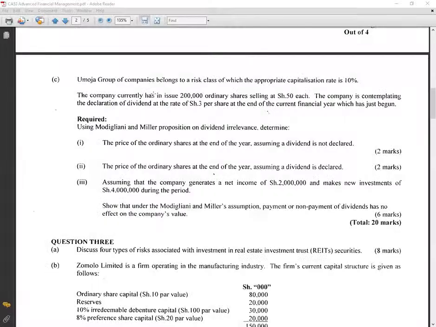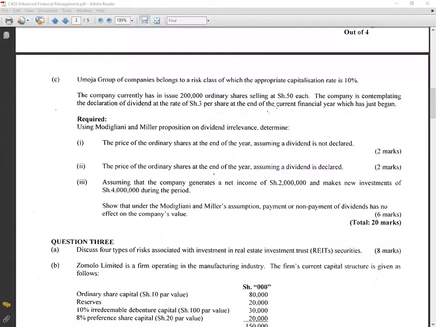We are reading: Umoja group of companies belongs to a risk class of which the appropriate capitalization rate is 10%. Capitalization rate is cost of equity, or cost of capital. Here we shall use it as cost of equity. The company currently has in issue 200,000 ordinary shares selling at 50 each. The company is contemplating the declaration of a dividend at the rate of 3 per share at the end of the current financial year, which has just begun.